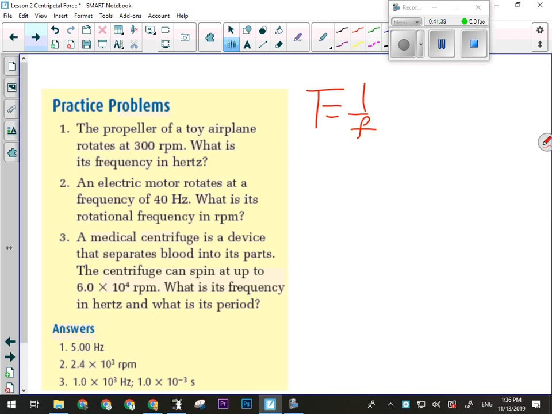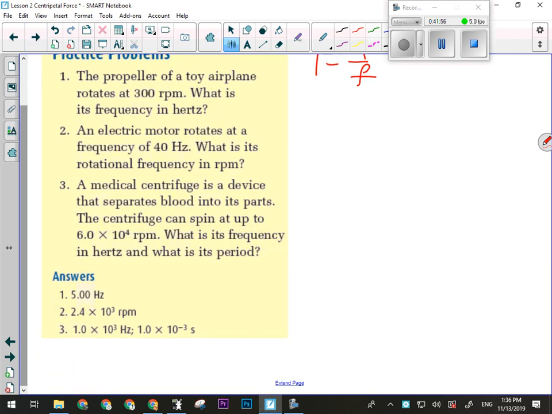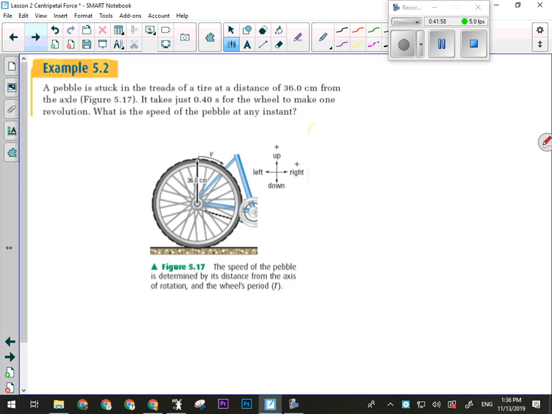60. Okay, an electric motor rotates with a frequency of 40 hertz. What's the rotational frequency in RPMs? I would divide by 60. No, sorry, not divide by 60. I would multiply by 60. Sorry. All right, I want you guys to see if you can do that one.